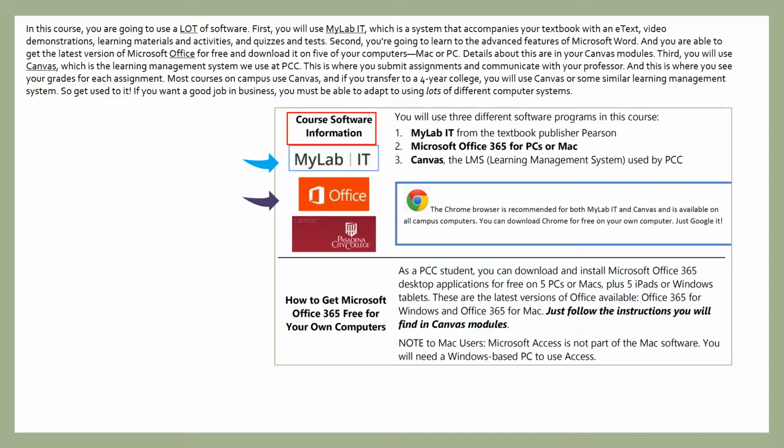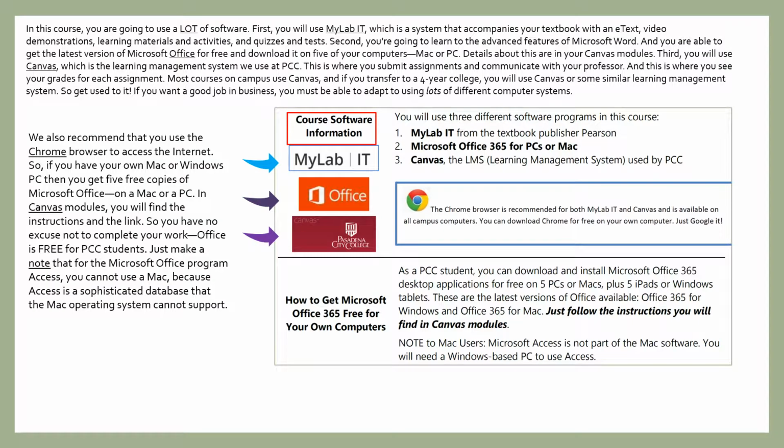Third, you will use Canvas, which is the learning management system we use at PCC. This is where you submit assignments and communicate with your professor. And this is where you see your grades for each assignment. Most courses on campus use Canvas, and if you transfer to a four-year college, you will use Canvas or some similar learning management system. So get used to it. If you want a good job in business, you must be able to adapt to using lots of different computer systems. We also recommend that you use the Chrome browser to access the internet.